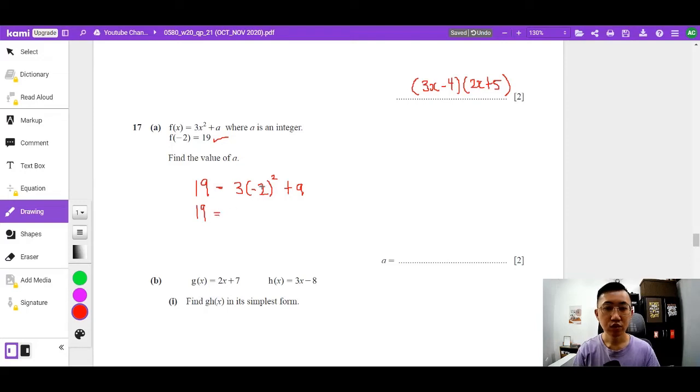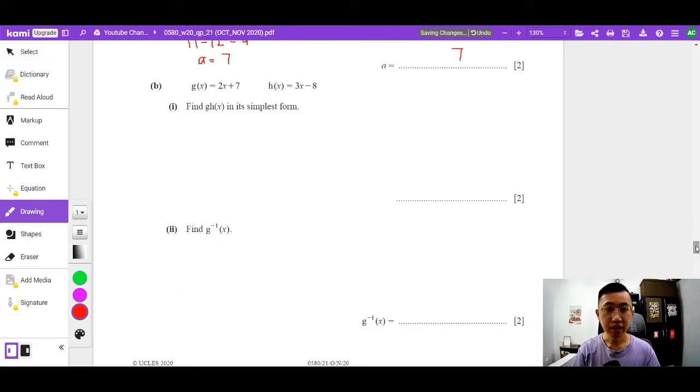Now you have to solve this. 19 equals, alright, here you can use your calculator. Negative 2 squared is 4 times 3, so 12, plus a. So 12 brought to this side, then you will get 19 minus 12 is a. So therefore a is 7. Okay, done. Alright, let's see the next part.